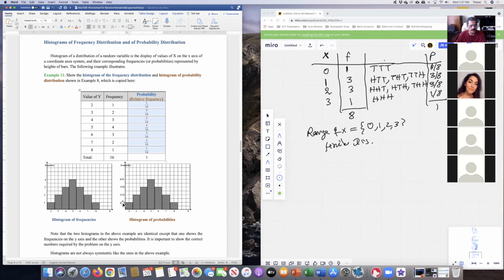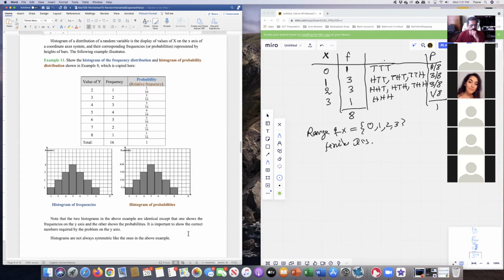1 over 16 is right here, the first two boxes are used to represent 1 over 16. The next two boxes, 2 over 16, 3 over 16, and so on. So instead of 1, 2, 3, 4, you have 1 over 16, 2 over 16, and so on. That's the only difference. But still, the bars are of the same height. From these histograms, you can tell the pattern. The bars are going up and down.